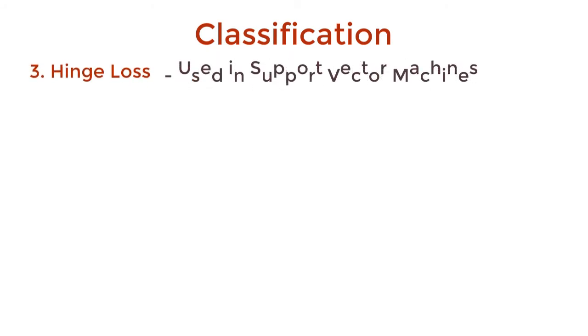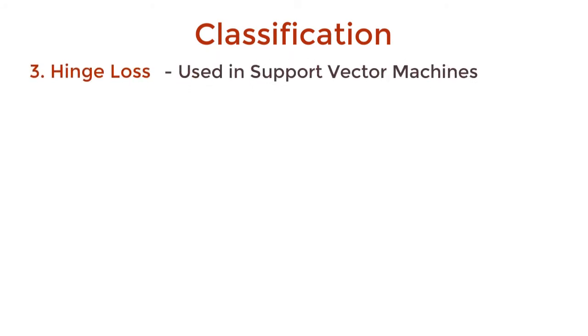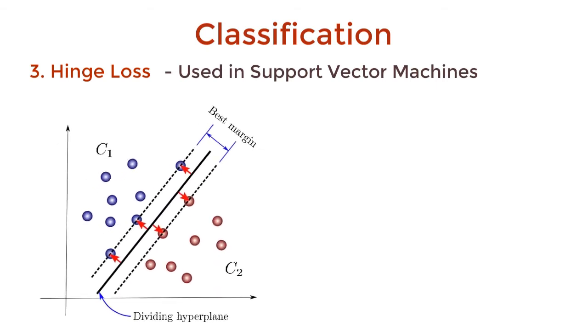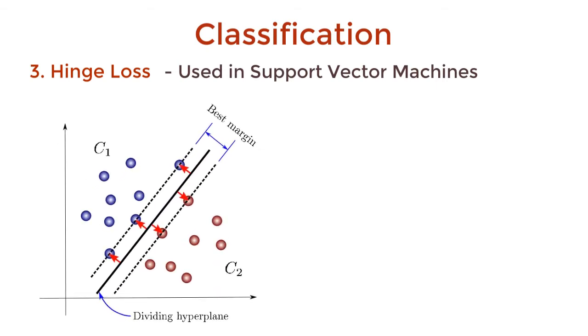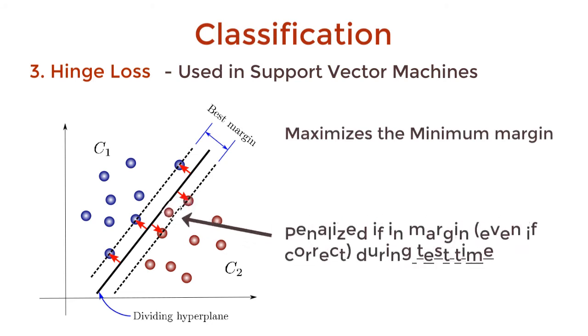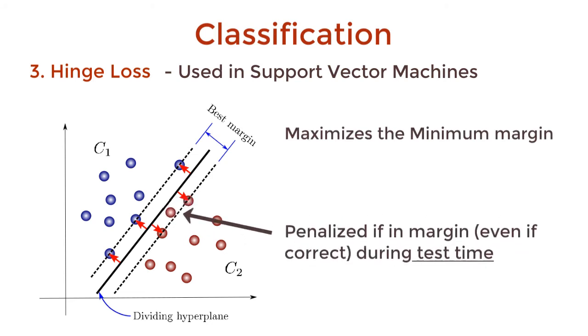Another loss is the hinge loss, typically used in support vector machines for classification tasks. Minimizing this, we get a boundary that splits the data well and is as far away from every data point as possible. That is, it maximizes the minimum margin from the data points. This loss penalizes data points even if they are correctly labeled if they lie in this margin.